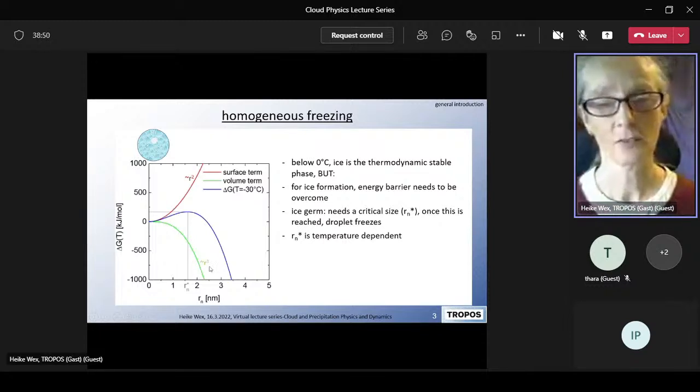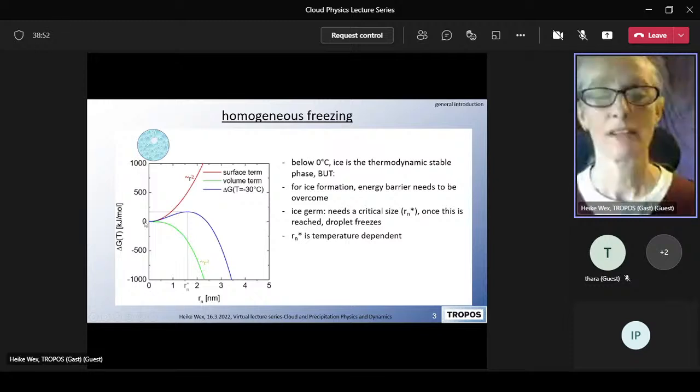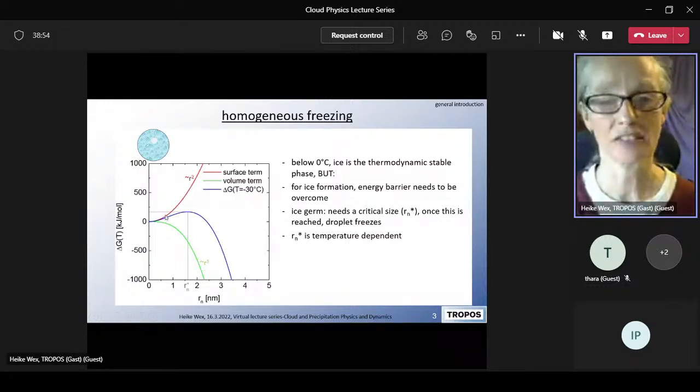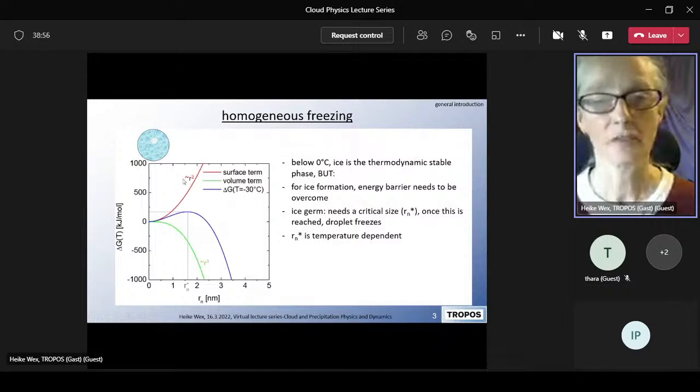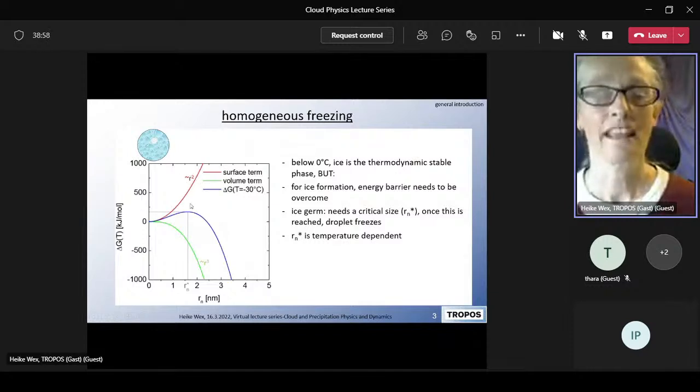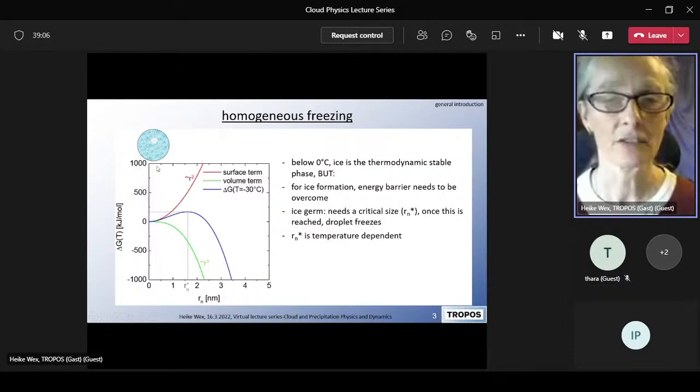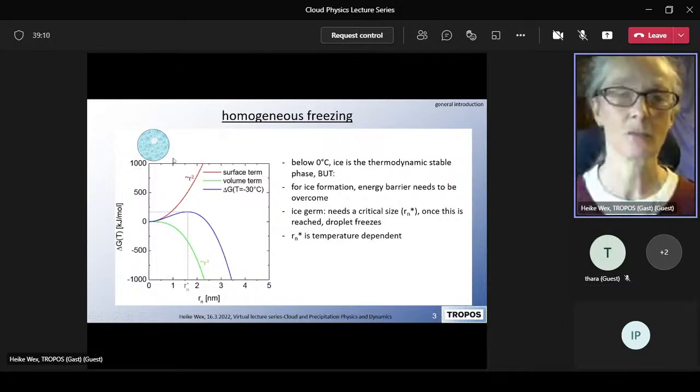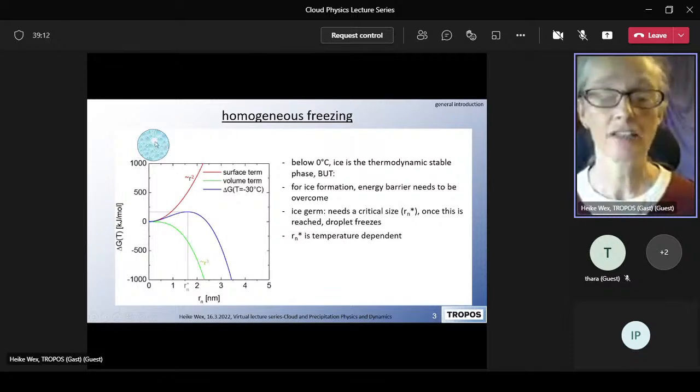That term goes with r to the power of 3, but you need energy to form the surface. So that term goes with r to the power of 2. You have to account for both together. You get the blue curve. That's a calculation done for minus 30 degrees Celsius. And you see, if you have a germ that is smaller than that maximum here, if you want to add one more water molecule, it costs energy. It doesn't happen on its own.